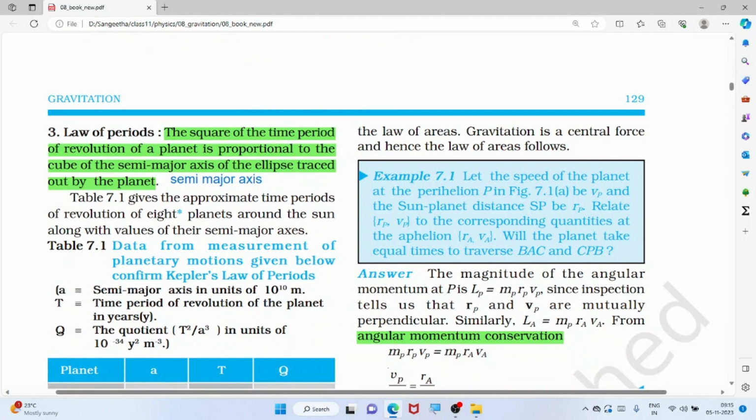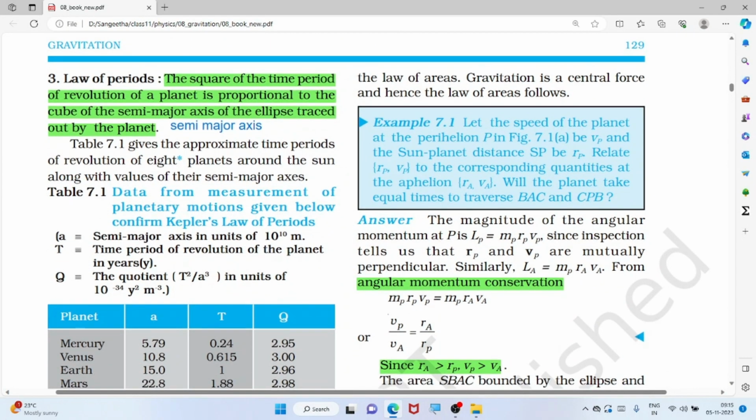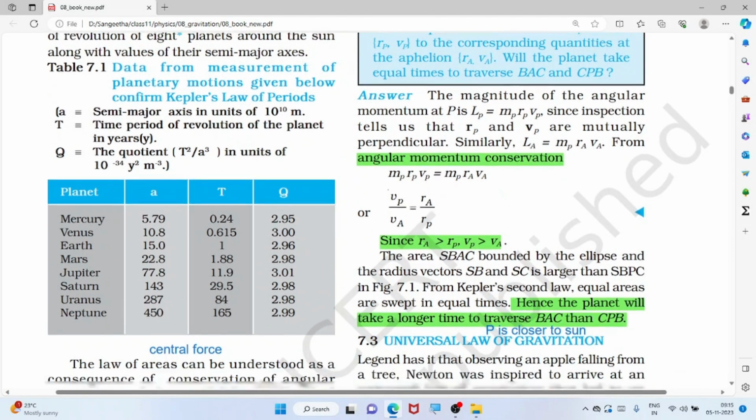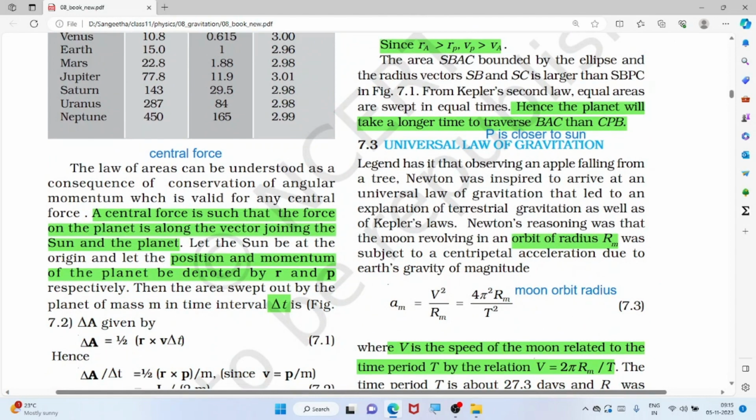The law of periods, that is the third law. The square of the time period of revolution of the planet is proportional to the cube of the semi-major axis. Square of the time period is proportional to the cube of the semi-major axis. That is the third law. What is a central force? It is such that the force on the planet is along the vector joining the sun and the planet. That is the central force.